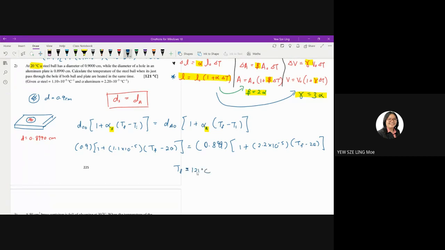At this temperature, the steel ball would be able to pass through the hole, because now they have the same diameter. So this answer makes sense. Why? Because if you look at the question, alpha for steel is less than alpha for aluminum, which means aluminum will expand faster than the steel ball. So the hole will get bigger at a faster rate compared to the steel ball. Therefore, at the temperature T equals 121 degrees C, the hole will have the same diameter as the steel ball.